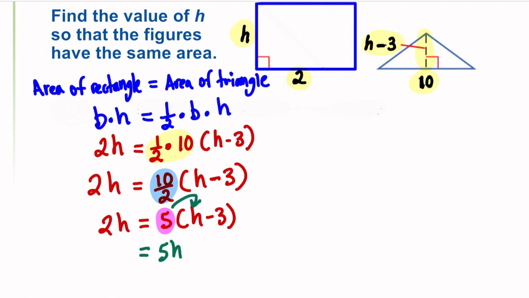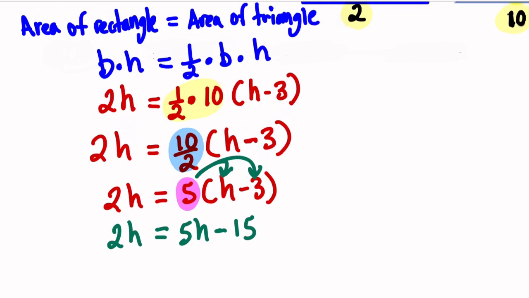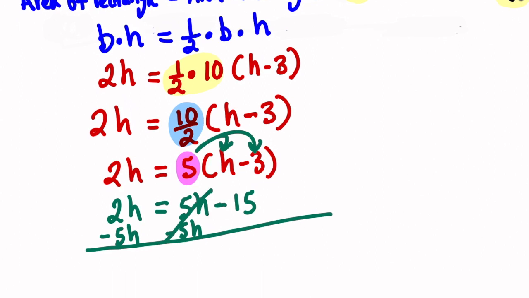So 5 times h is 5h, and then 5 times negative 3 will be negative 15, and then keep the 2h. We look at the variables, 2h and 5h, and pick the smaller one. In this case, the trick doesn't work, so we're going to do minus 5h on both sides. So the 5h's cancel. 2 minus 5 is negative 3h, and then we have negative 15 on the right side.